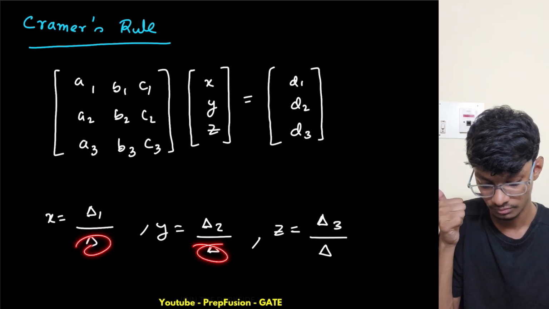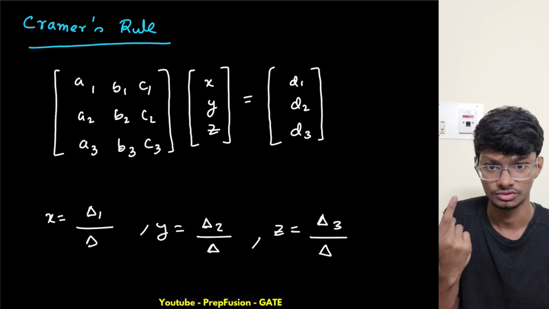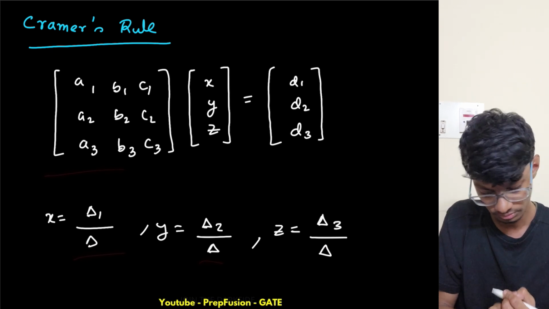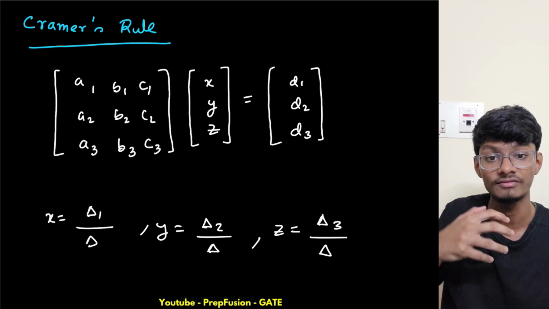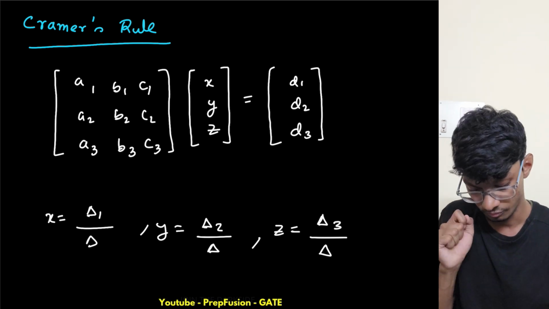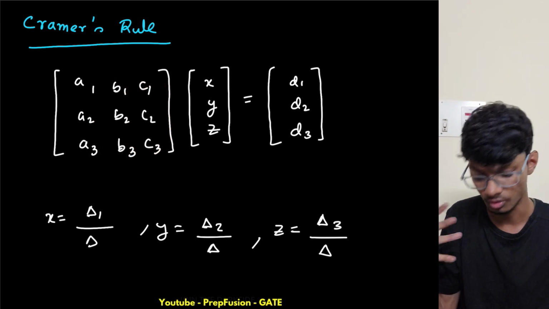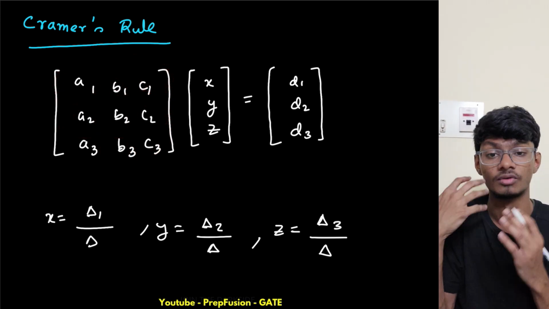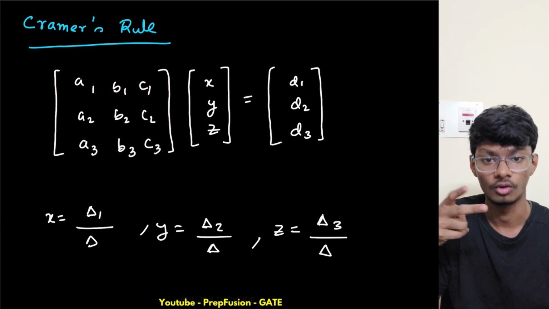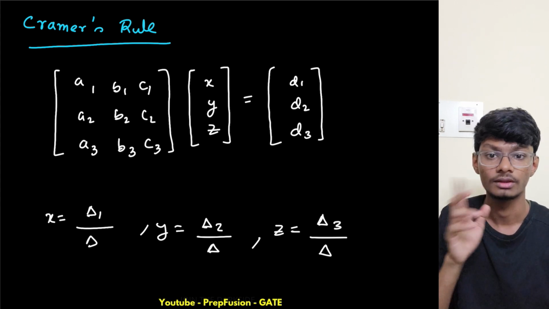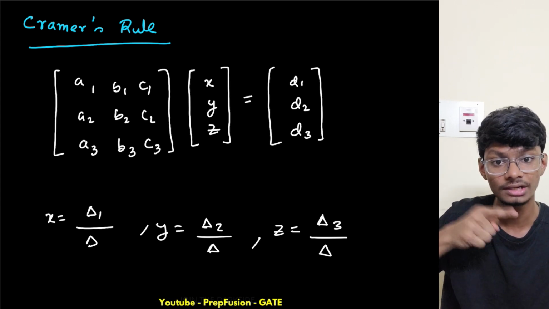If delta is 0, then what is the solution? No solution, because one row is dependent on another one. We don't have enough equations. What does delta 0 mean? It means that this column is dependent on this one, or this row is dependent on this one. That means the two equations that we got were only one equation, because those are linearly dependent.